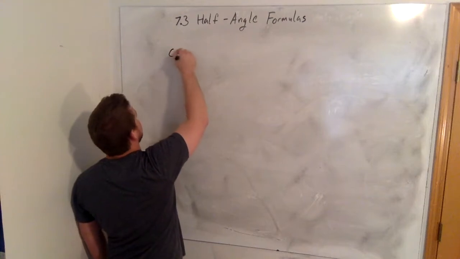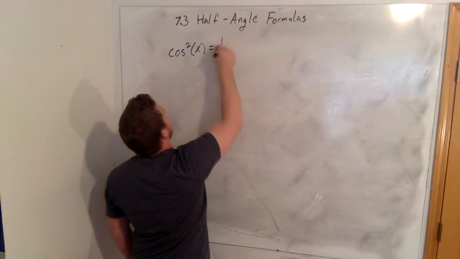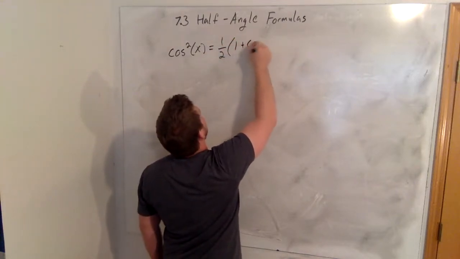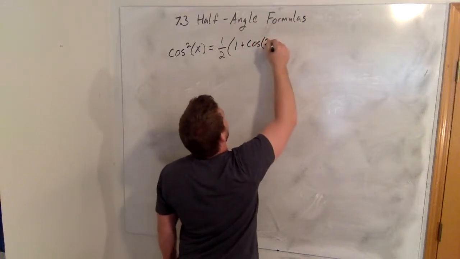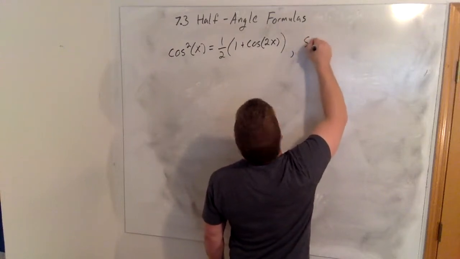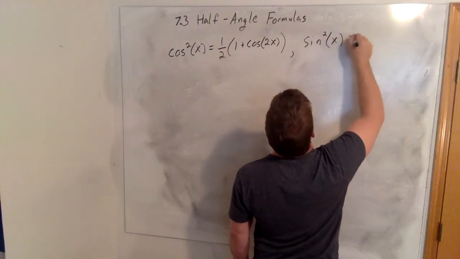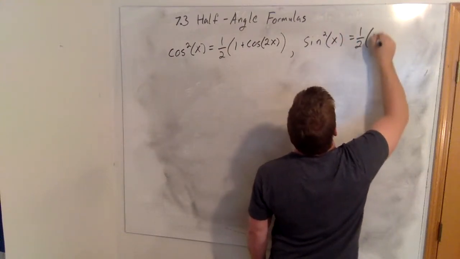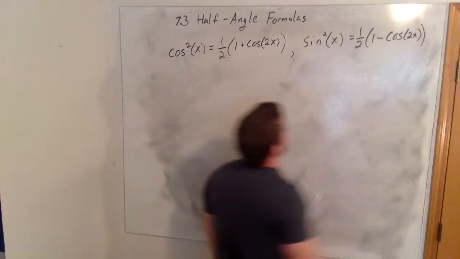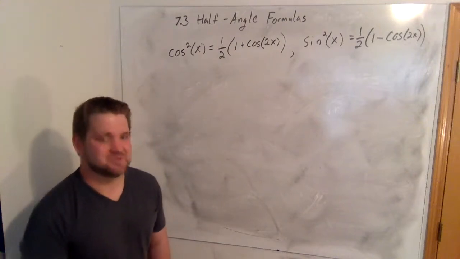So we saw that the cosine squared of x was the same thing as 1/2 times 1 plus the cosine of 2x. And we also have that sine squared of x is equal to 1/2 times 1 minus cosine of 2x. So to derive the half-angle formulas, all we're going to do is make a substitution.